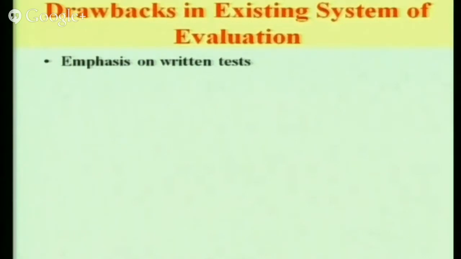Our present evaluation system lays greater emphasis on written test, but written test is only one form of evaluation. In addition to written test, you have performance test, you have viva voce, that is oral examination, then you have self-report inventories, then you have sociometric techniques. But in our case, we are trying to evaluate our students through written examination. And written examination gives leverage to the students who are very fluent in writing. And what about those who are very good at performing a task? What about those who are very good in speaking rather than writing?